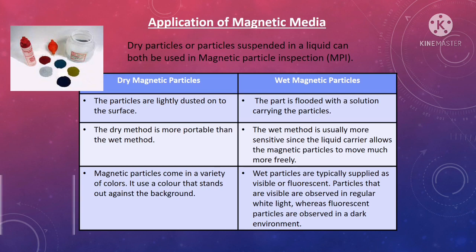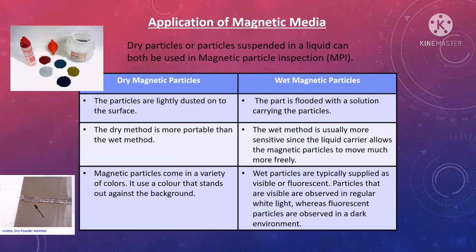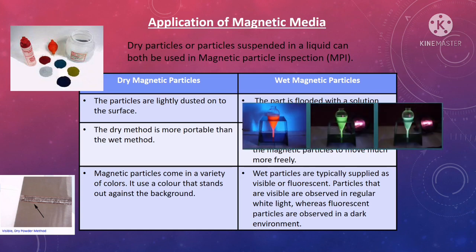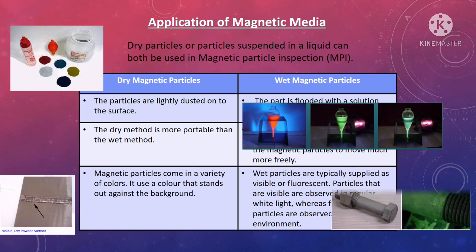For example here, wet magnetic particles. The part is flowed with a solution carrying the particles. The wet method is usually more sensitive since the liquid carrier allows the magnetic particles to move much more quickly. Wet particles are typically supplied as a visible or fluorescent suspension. Particles that are visible are observed in regular white light, whereas fluorescent particles are observable in a dark environment, as you can see in the picture.